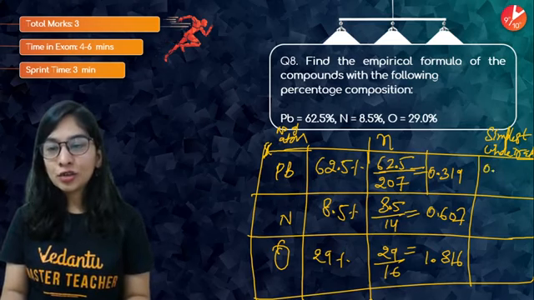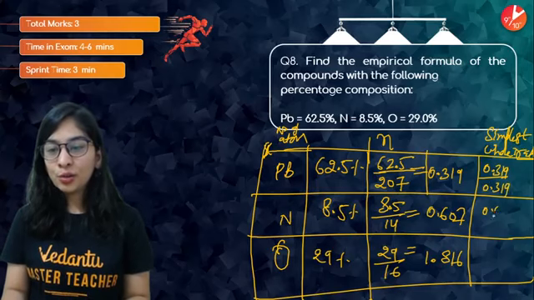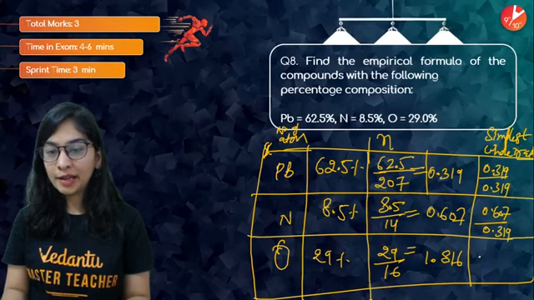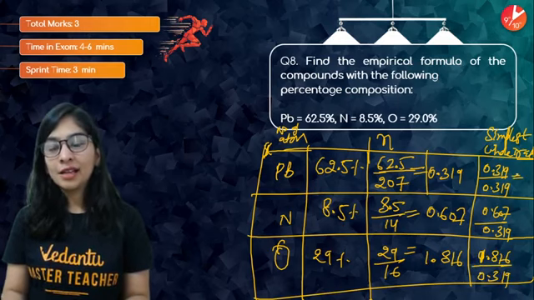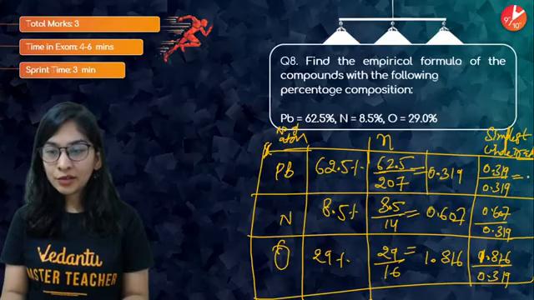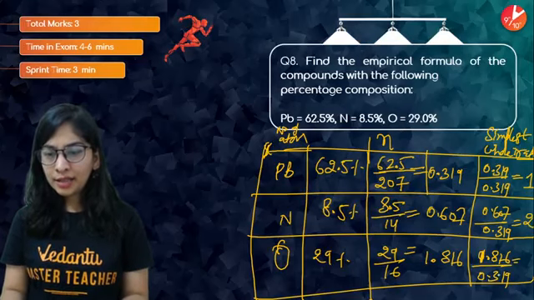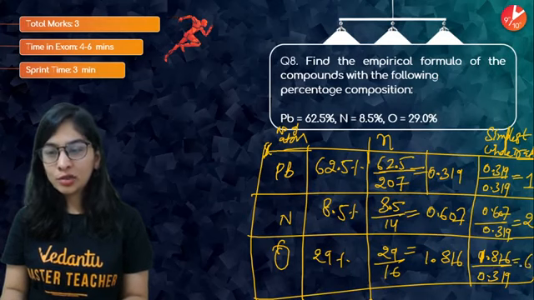When I see this, to calculate the simplest ratio, what are we going to do? We are going to divide by the smallest possible number here. So 1.816 divided by 0.319. If you divide by the smallest number, you will get the simplest ratio as well. So this is my 1, this is my almost 2, and this is 3 into 6, 18, almost 6.